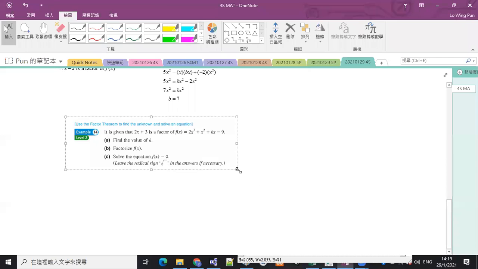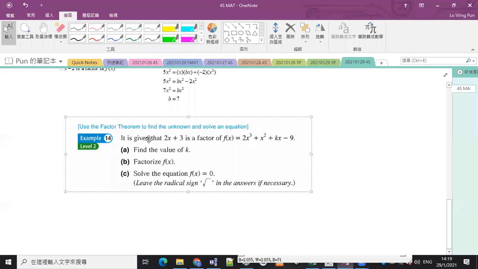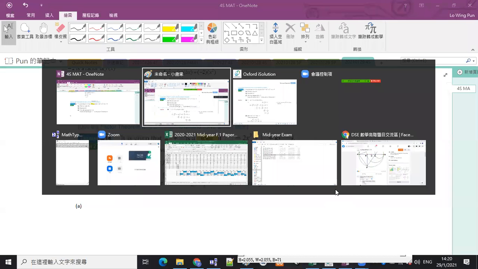I mean example 14. It is given that 2x plus 3 is a factor of f(x), where f(x) has an unknown k. Find the value of k. So that is very straightforward, actually. Because it is given that 2x plus 3 is a factor of f(x), just highlight this keyword, a factor. So it means that the remainder is equal to 0, right? So if it is about the remainder, then we just use the remainder theorem.